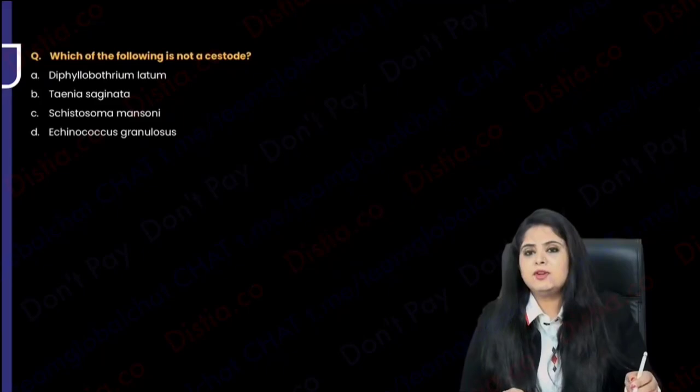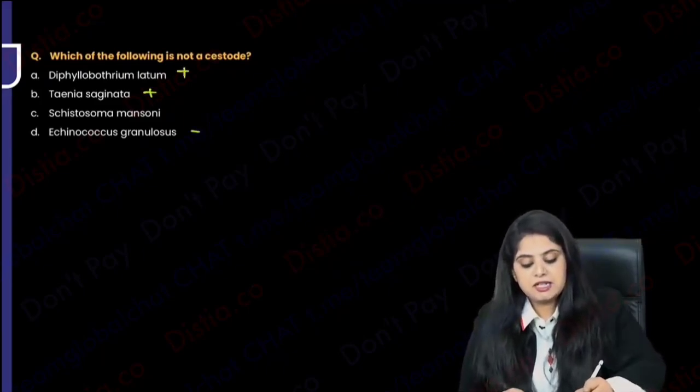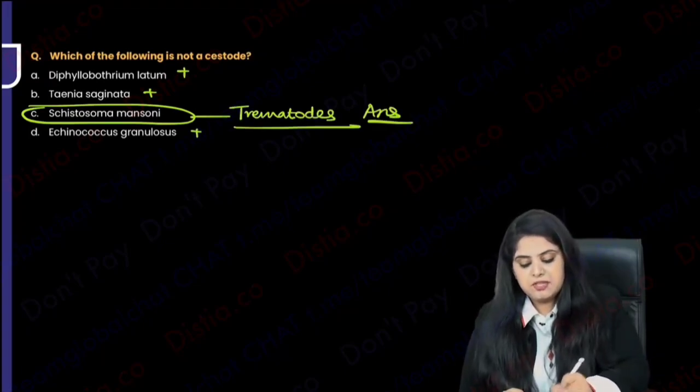Coming to the next: which of the following is not a cestode? Wow, what a question. D. latum is a cestode, Taenia saginata, Echinococcus granulosus. Schistosoma is not a cestode. I'm going to teach you in the next chapter. That's a trematode. So that's the answer over here.